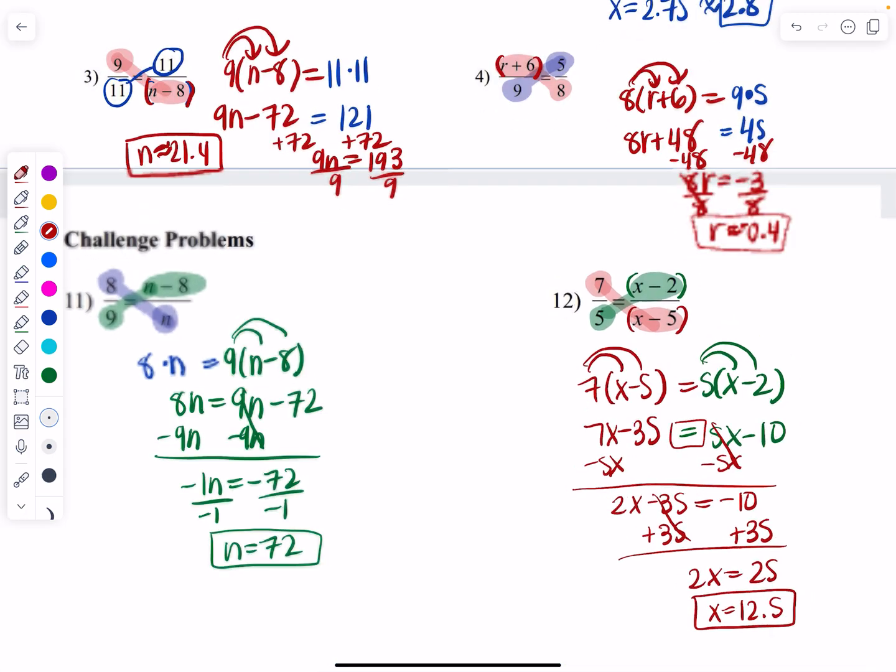And so you will have a practice sheet for our quiz on Friday on solving proportions.